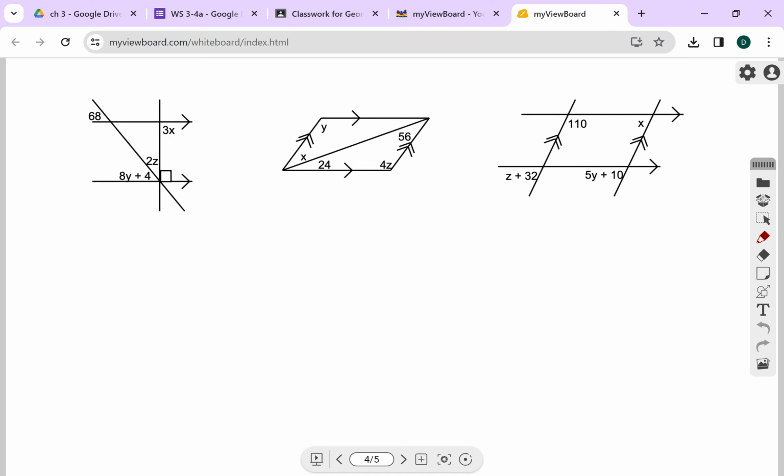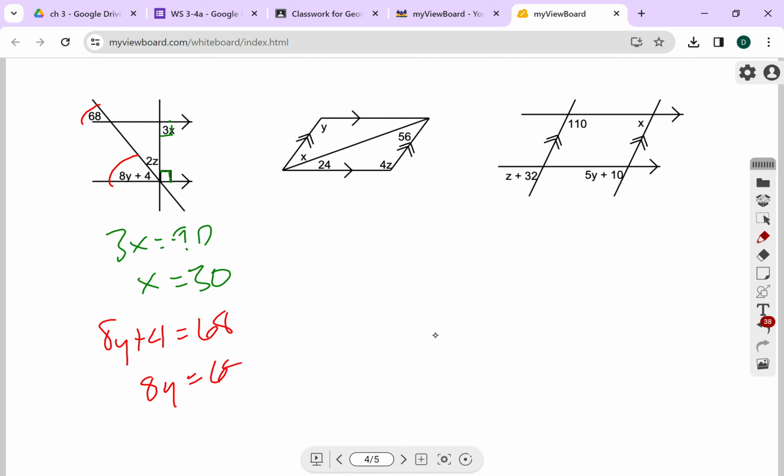Next set of figures. I can see right away, perpendicular here, it's probably perpendicular up here too, so 3x equals 90. So x must be 30. That's my start, right? Good place to start at least. Next thing I can do, I need to be able to see a set of corresponding angles. 68 up here is the same as this angle down here, so that means 8y plus 4 equals 68. So 8y equals 64. I mean, y equals 8.